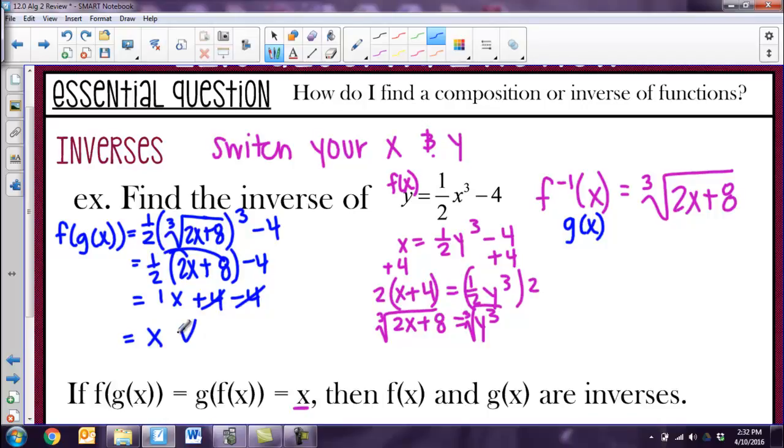And then of course you're going to want to try g of f of x, and we'd see that we get the same thing, because if I take the cube root of a cube, that would also cancel out the function and would just leave me with x. So that's the way to prove that something is an inverse.